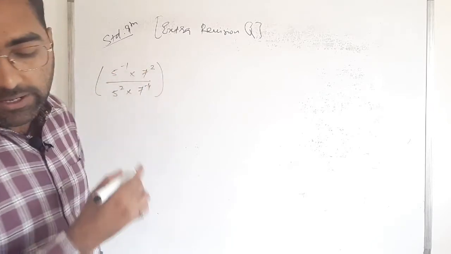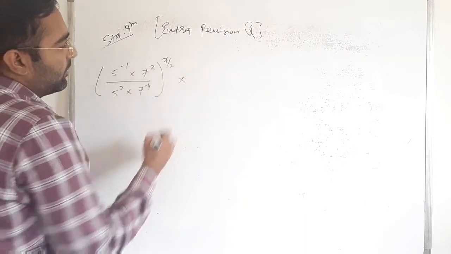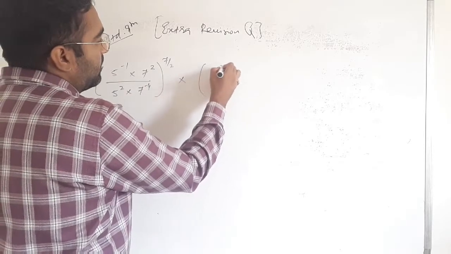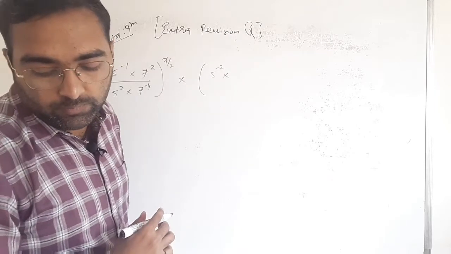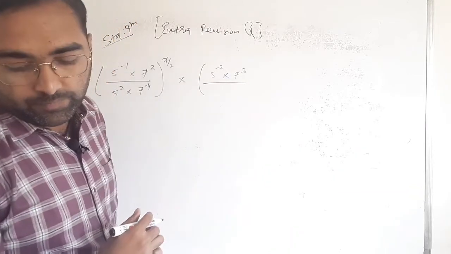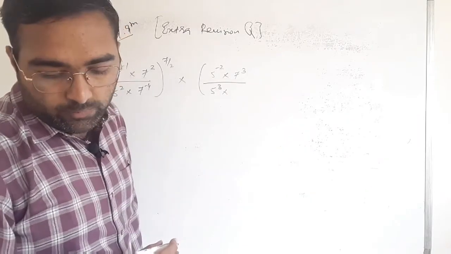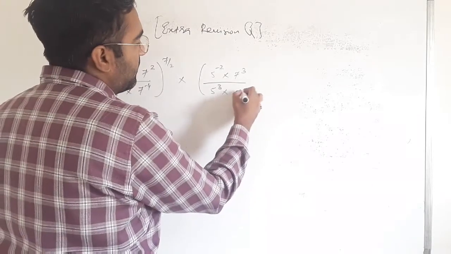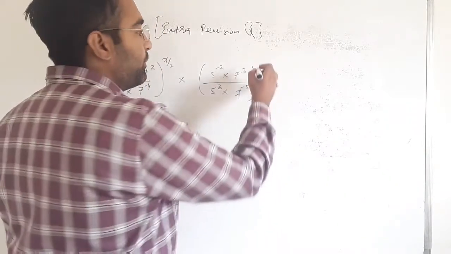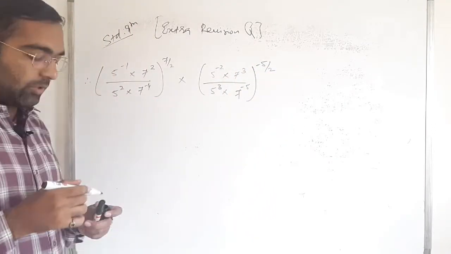Now we have to deal with the negative powers. Raised to 7 by 2, into 5 raised to minus 2 into 7 cube upon 5 cube into 7 raised to minus 5, and raised to the power minus 5 by 2. Clear? This is your question.